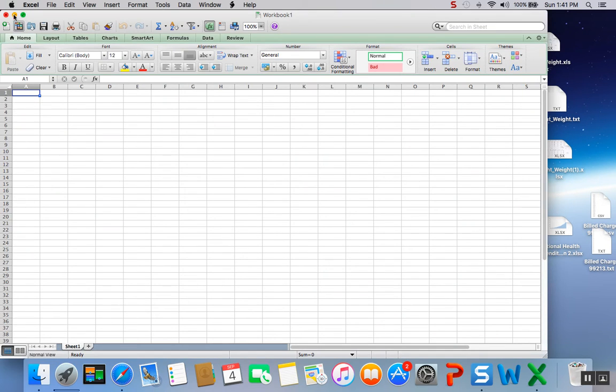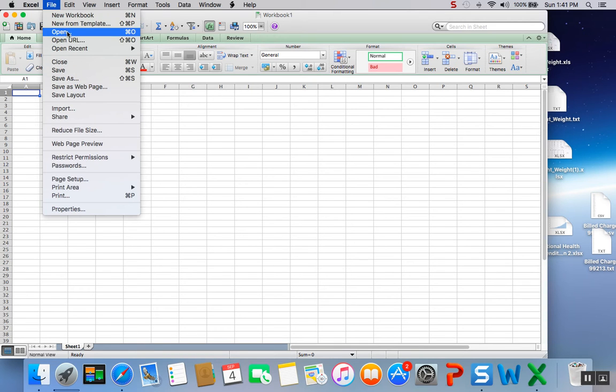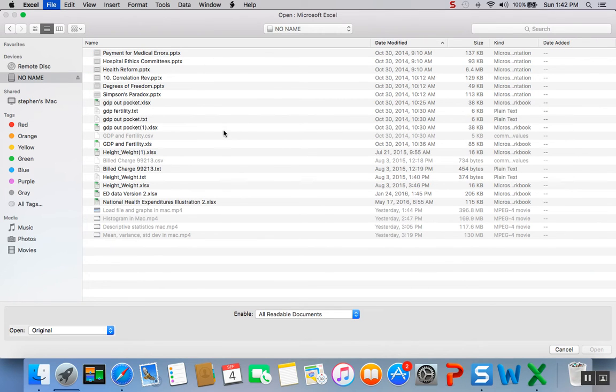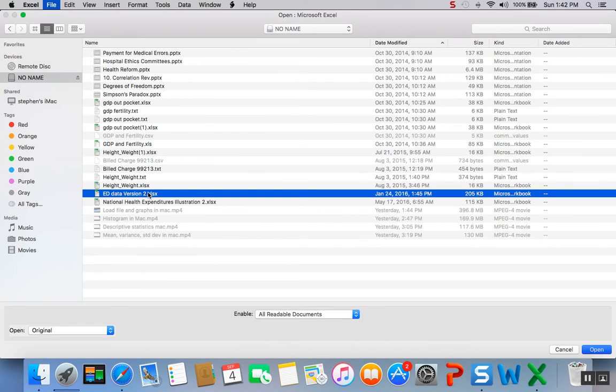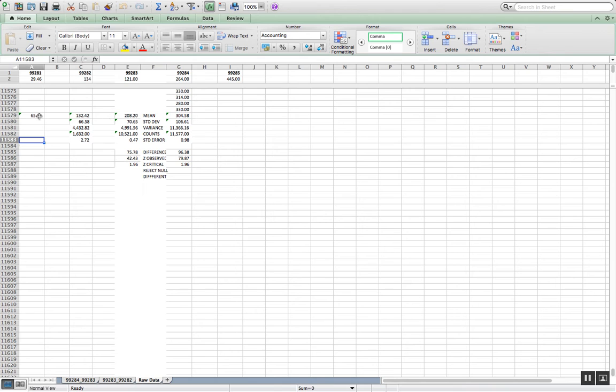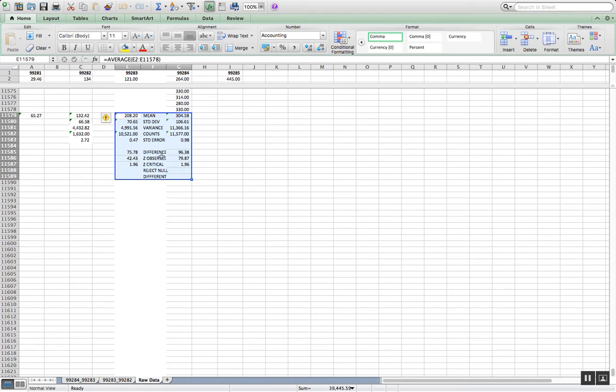So here's our spreadsheet, File, Open, and we're on the no-named thumb drive. Here's our data, ED data version 2. And we're going to start out by comparing $99283 billed charges with $99284 billed charges.